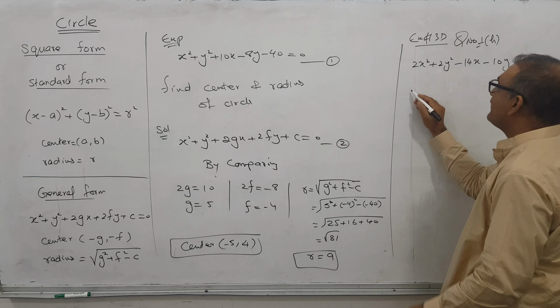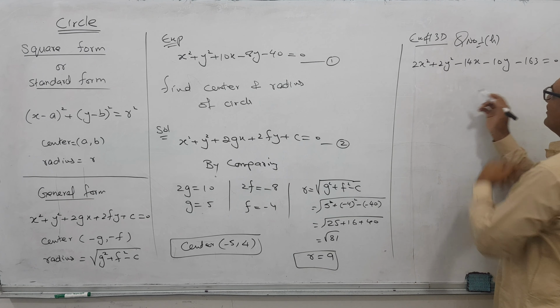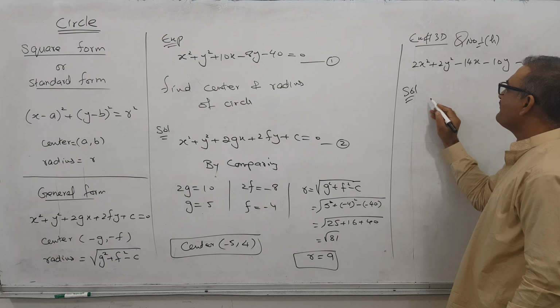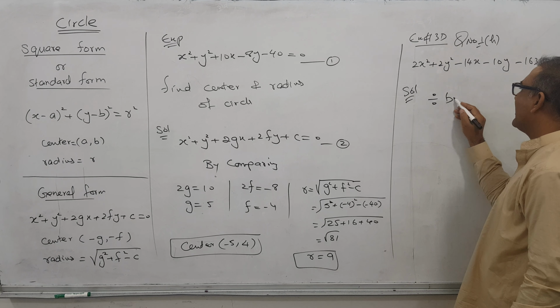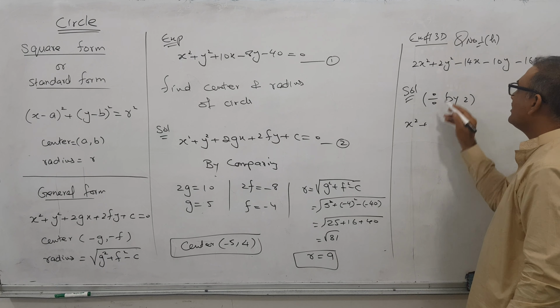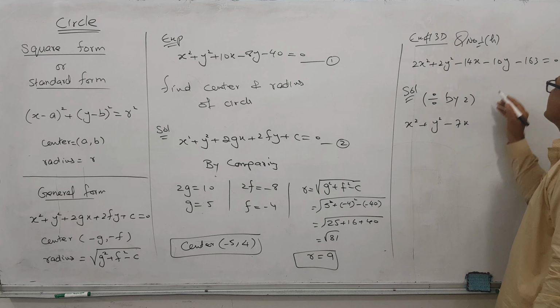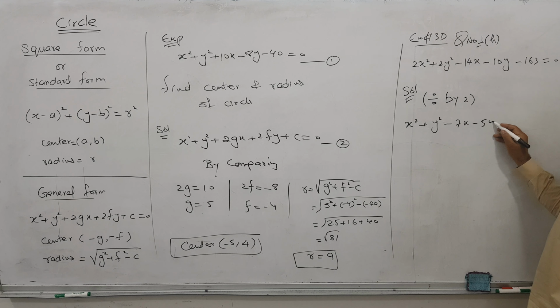So first, what is the question? Find the center and radius of the circle. The solution starts from here: divide the whole equation by 2. Dividing by 2, we get x squared, y squared, 7x divided by 2, minus 5y divided by 2, and 163 by 2 equal to 0.